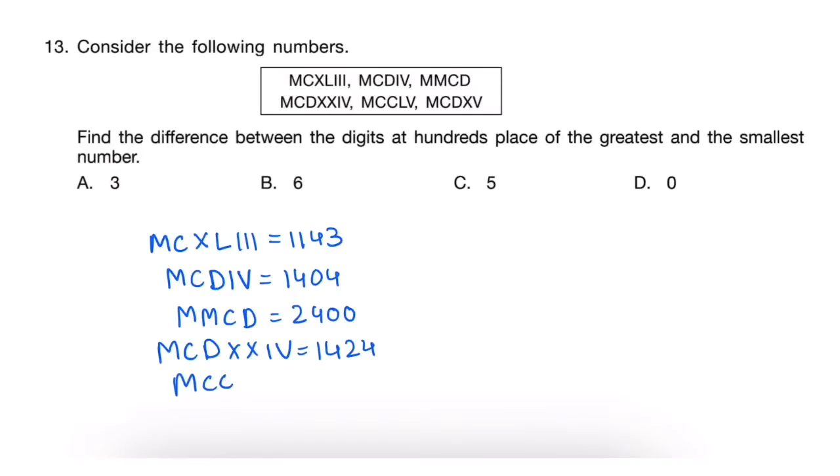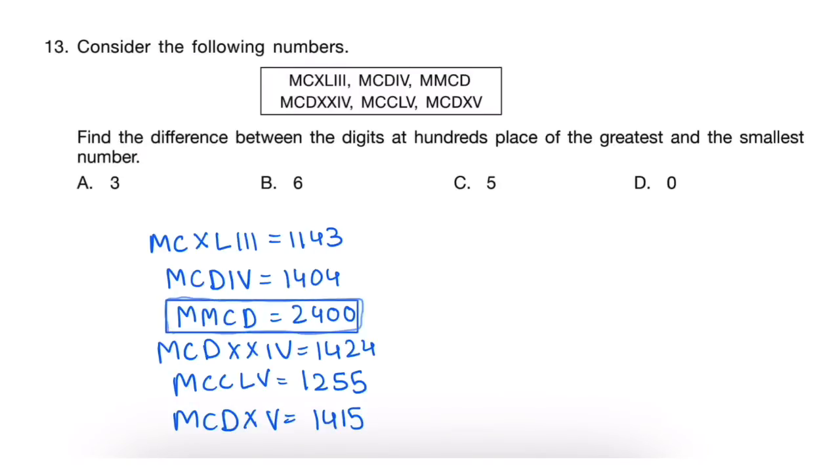MCCLV is equal to 1255. And last, MCDXV is equal to 1415. So, which is the greatest number? Yes, MMCD. The value is 2400. And the smallest number?